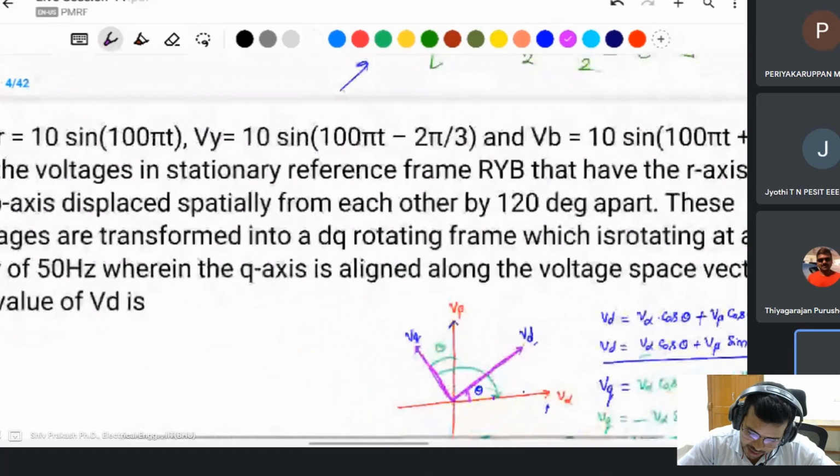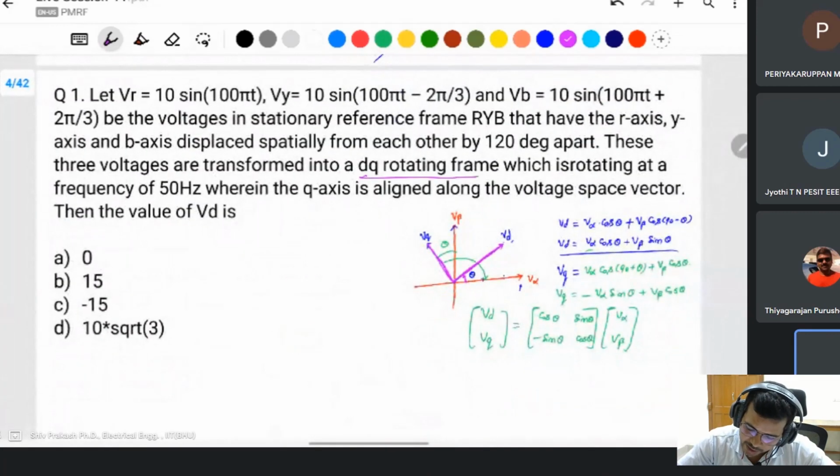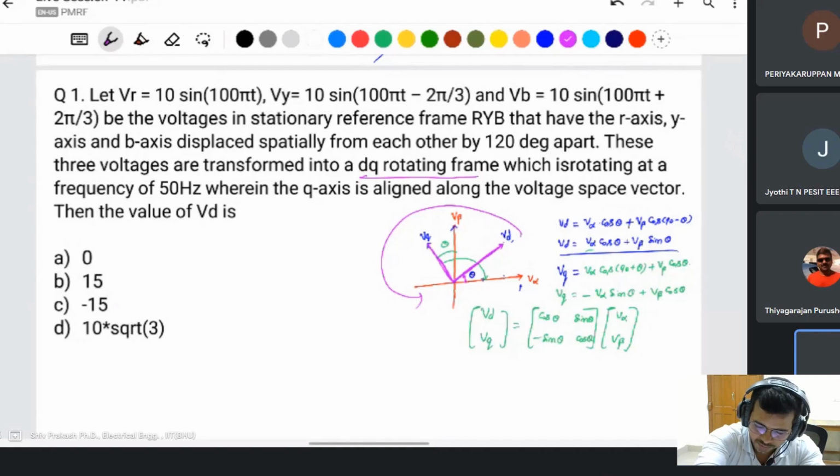The same thing is being said here. It will be the DQ rotating frame. This is the rotating frame. It will rotate. The alpha beta is not rotating. It will be an angle difference. The rotating frame is rotating at a frequency of 50 Hz, where the DQ axis is lying along the voltage space vector. Then the value of VD? Same thing, it is asking the value of VD.